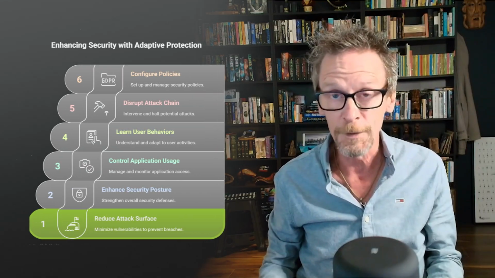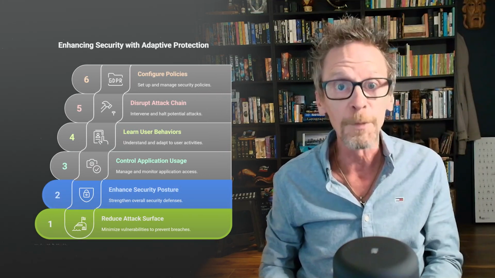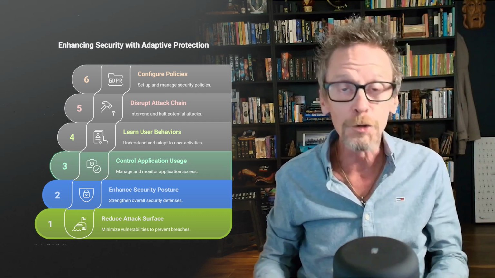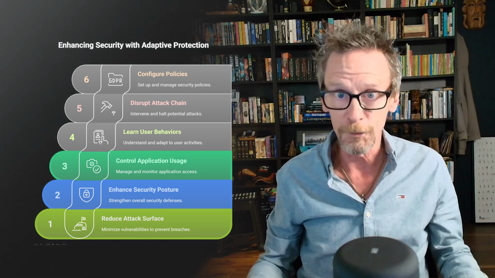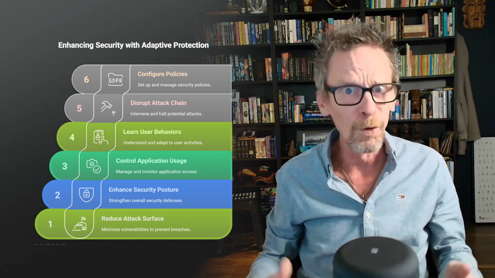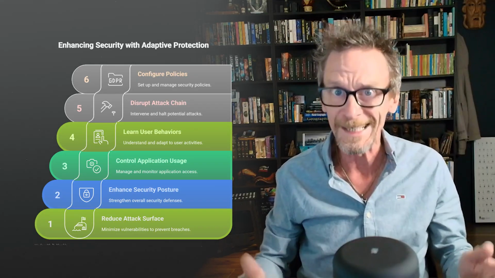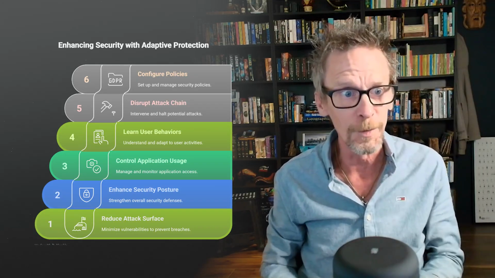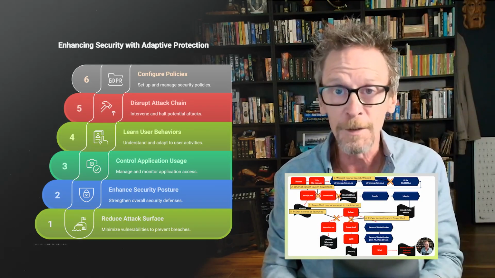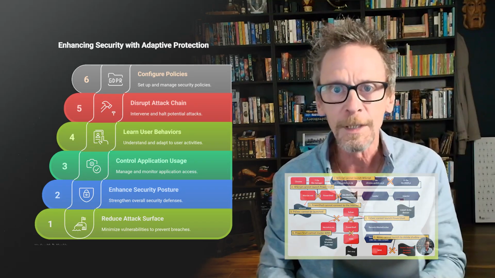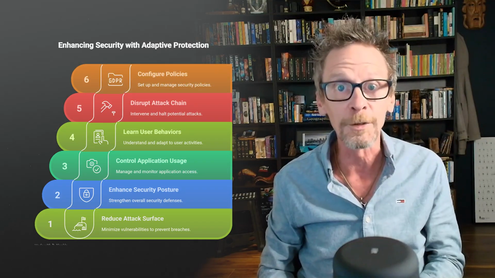In this video, I'm going to show you how you can reduce your attack surface and enhance your security posture by using Symantec's Adaptive Protection, how you can control application usage in your environment, and how Adaptive Protection will learn those behaviors from your users in your organization, so specific to you. We'll take a look at a typical attack chain process and how Adaptive Protection can disrupt it, and then we'll jump into the ICM console and have a look at configuring the policies.